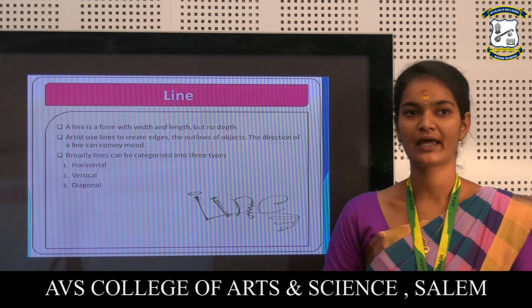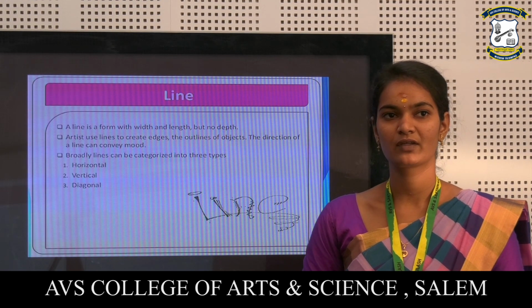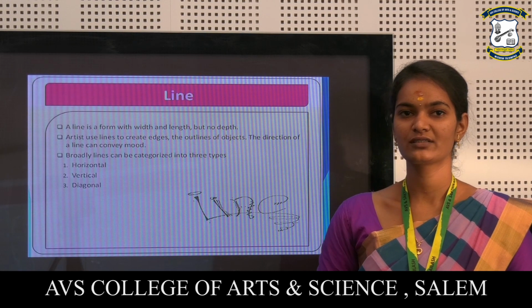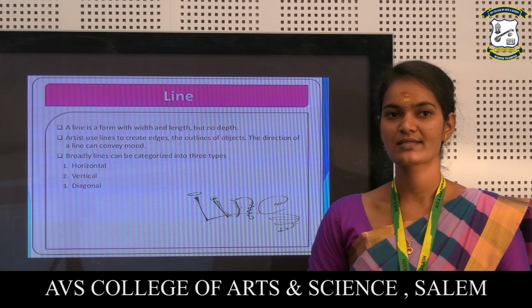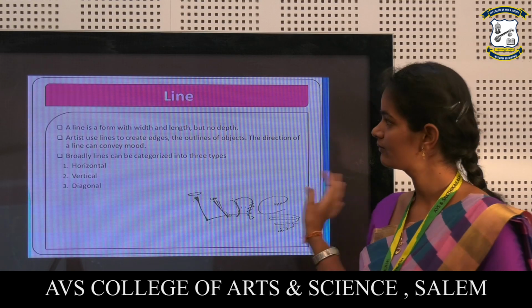Line. A line is a form with width and length but no depth. Artists use lines to create edges and the outlines of objects. The direction of a line can convey mood. Broadly, lines can be categorized into three types: horizontal, vertical and diagonal.